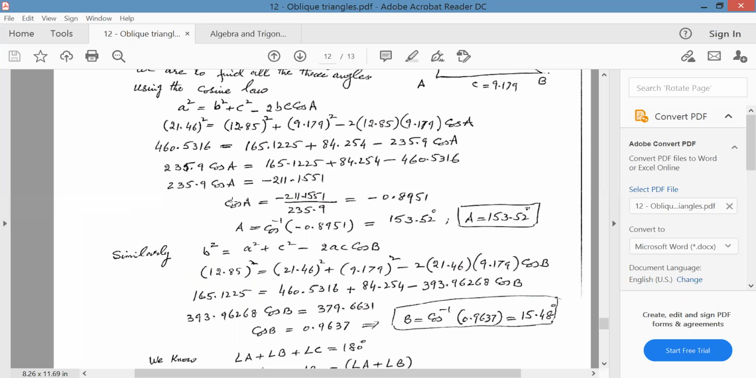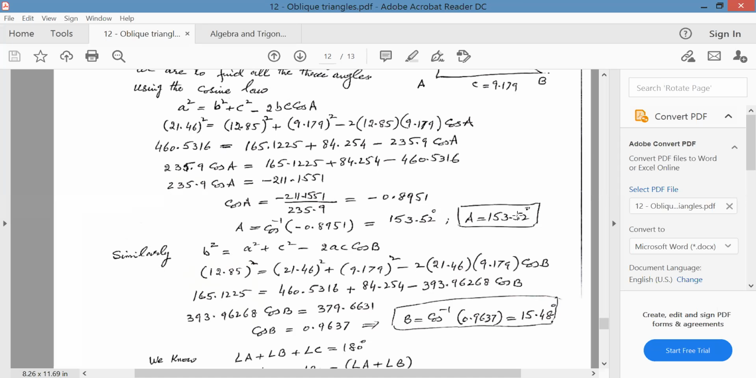Then you have to take the cos inverse of this value. Of the resultant value that came, you have to take its cos inverse, and you can use your calculator. Then you see the angle comes to be 153.52. This is the answer for angle A.